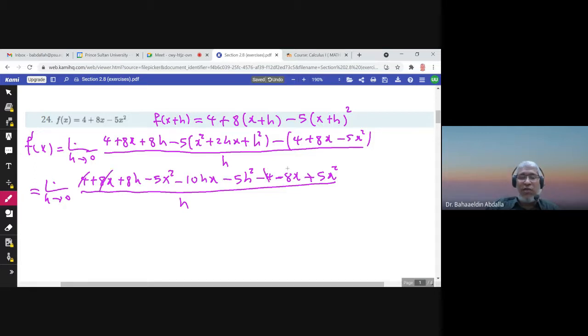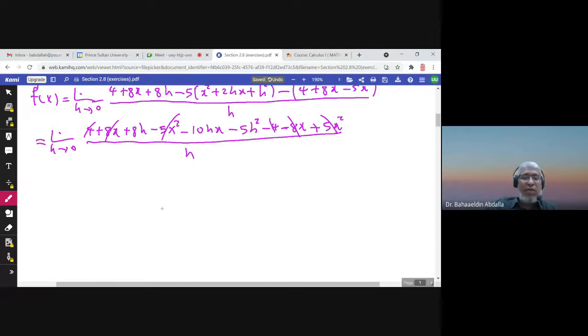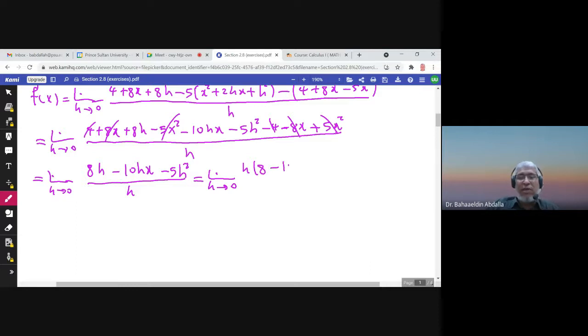8x cancels with negative 8x. Negative 5x squared cancels with 5x squared. And we have the remaining terms with h in each one of them. So 8h, there is an h here, and negative 10hx has h, and negative 5h squared has h squared. We cannot cancel. To cancel, we have to take h as a common factor from the numerator. So we have 8 minus 10x minus 5h over h.